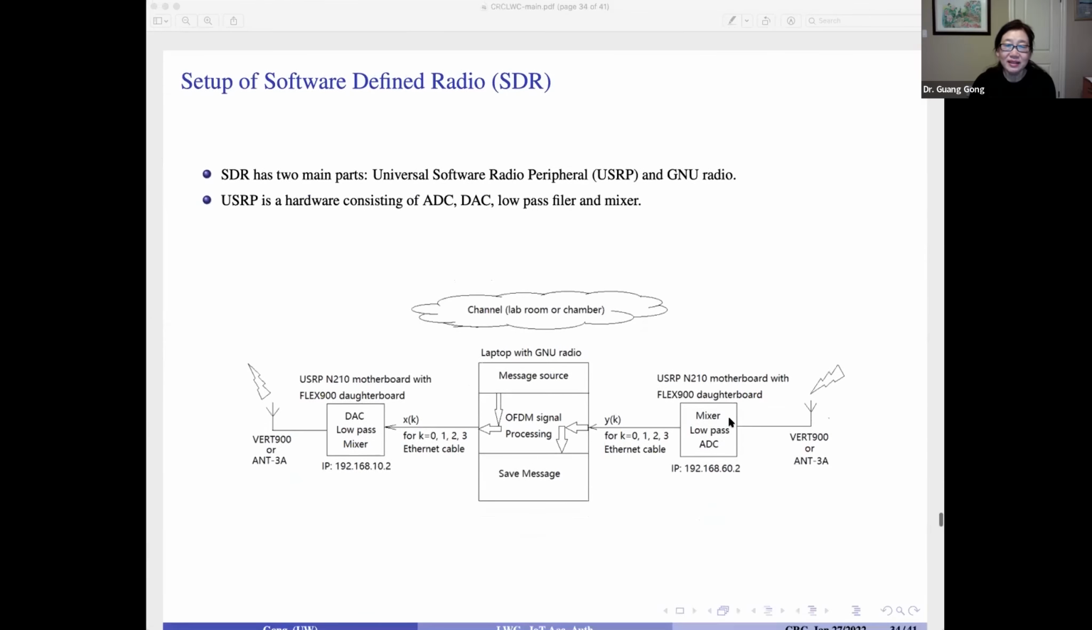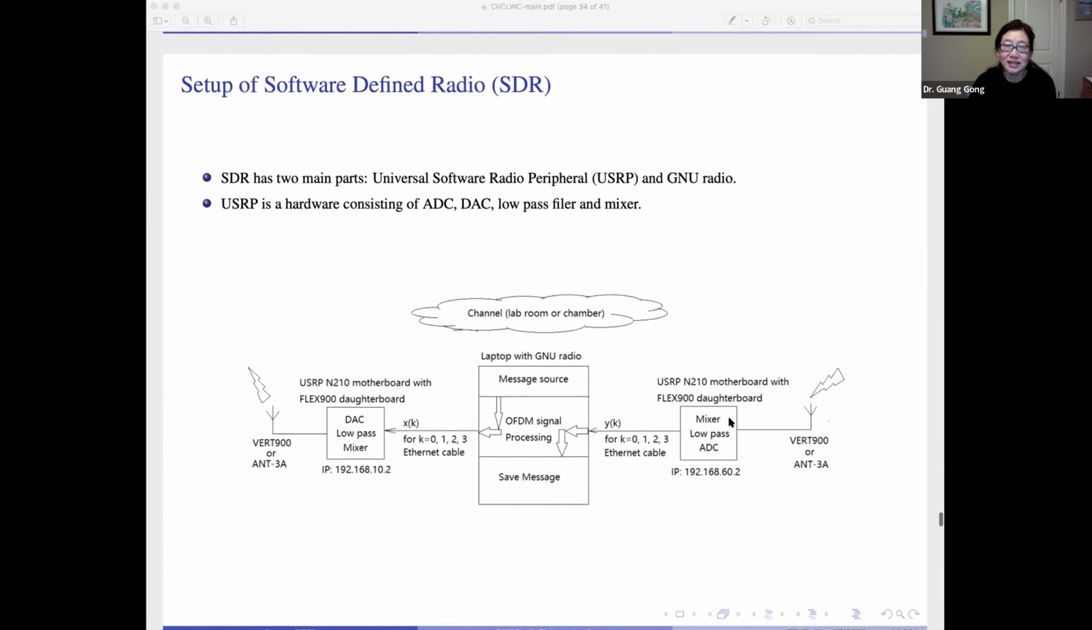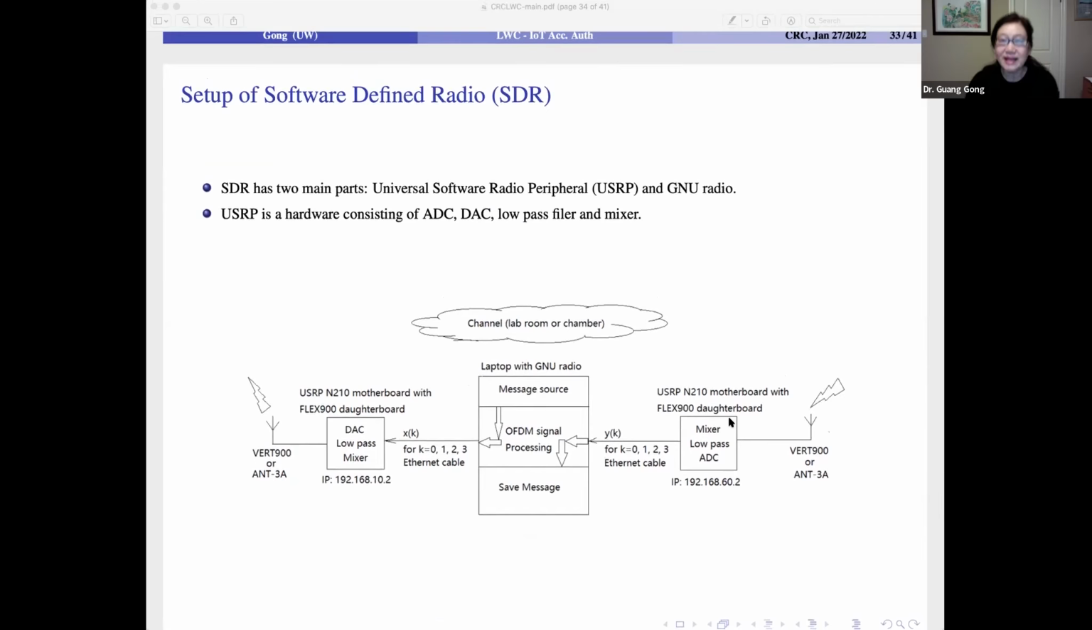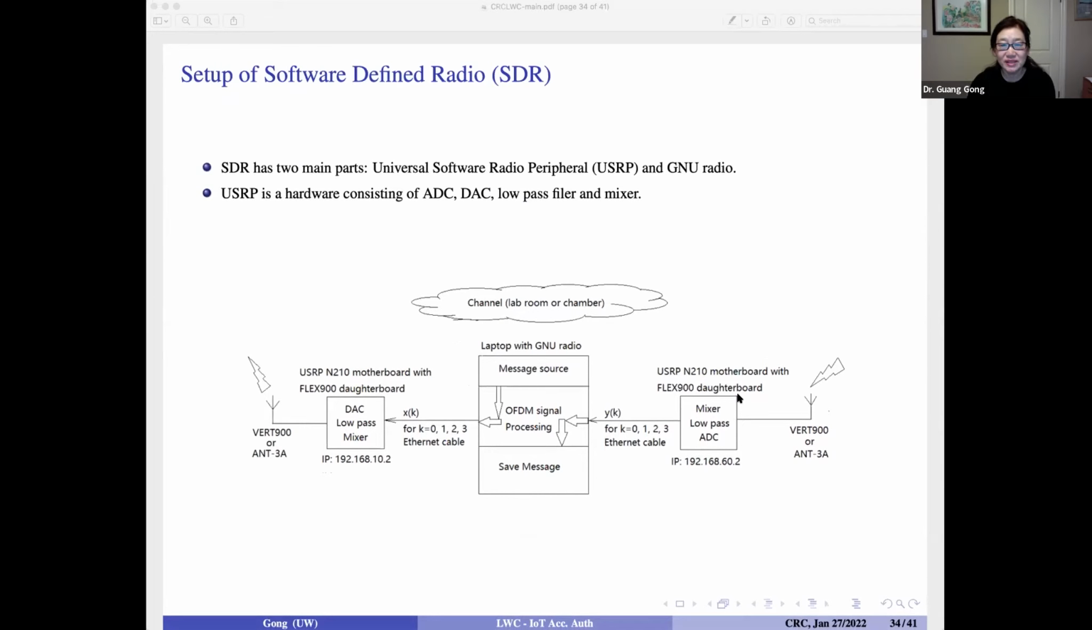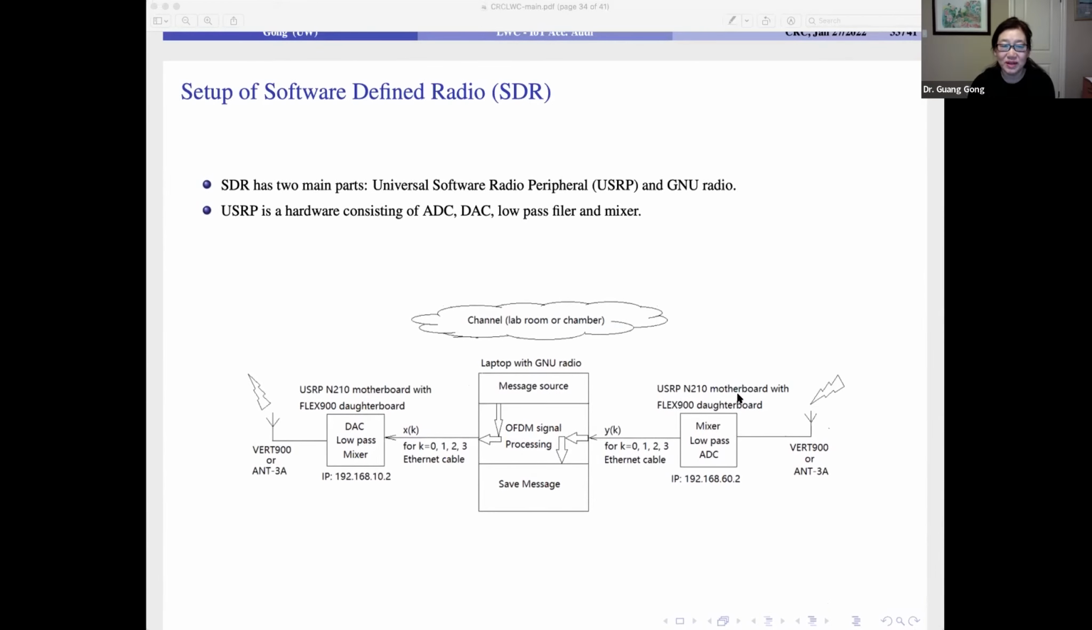Okay, then since we wanted to test the performance of those ciphers used in actual communications, what is the communication module? We're using software-defined radio. Basically, we need two software-defined radios. We're using the USRP N210 motherboard, two of those. Then the final signal is the OFDM signal.